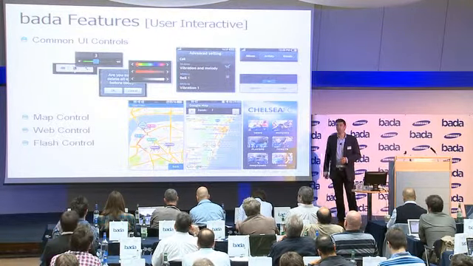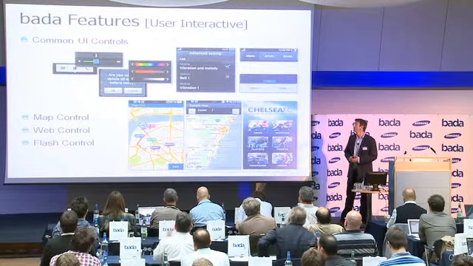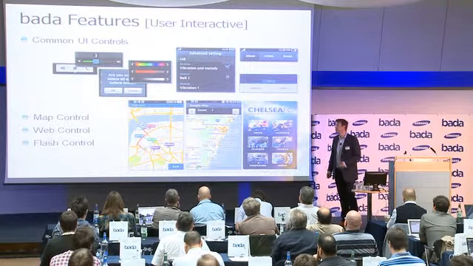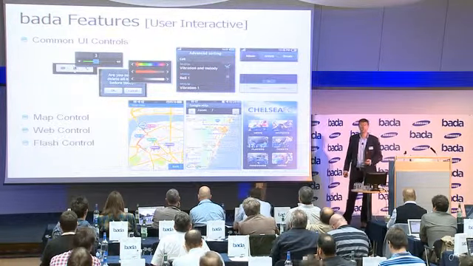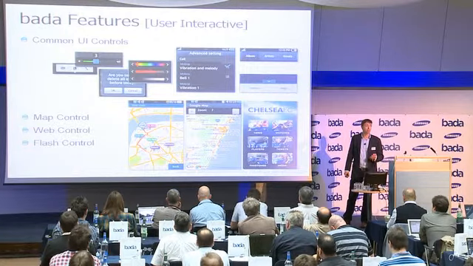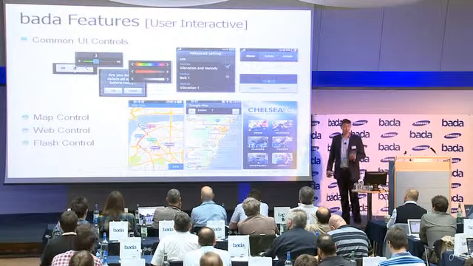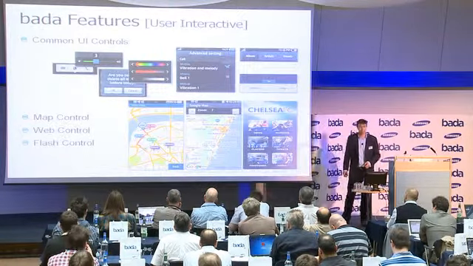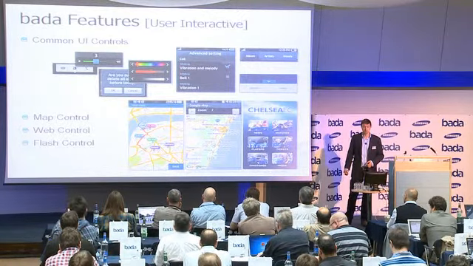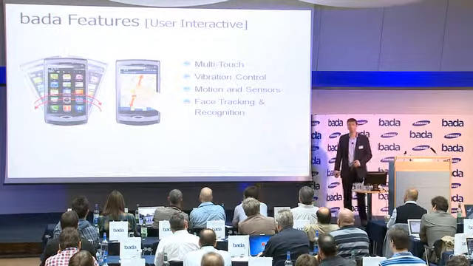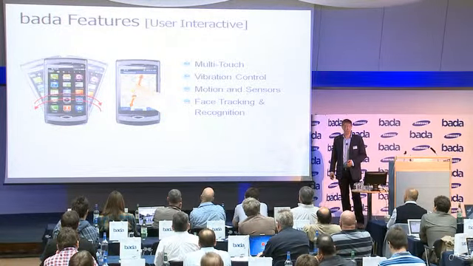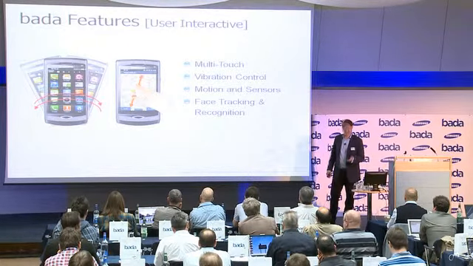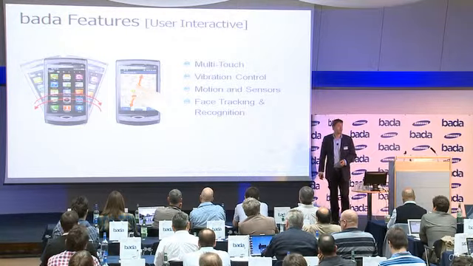So let's have a look at some of the main features of Bada. First off, for the developer, common UI controls, easy to use, and some specialized controls: map control, web control, and flash control. Web and flash controls making it easier for developers to port their applications. And of course, we've got all the features you'd expect in a top-of-the-range smartphone. So multi-touch, vibration control, motion and sensors, and face tracking and recognition.